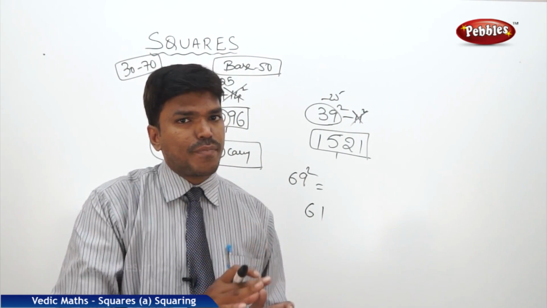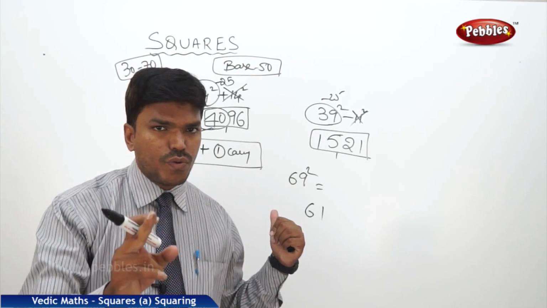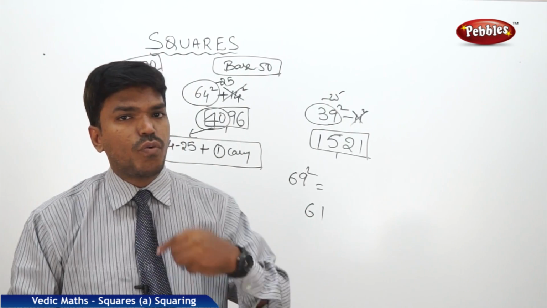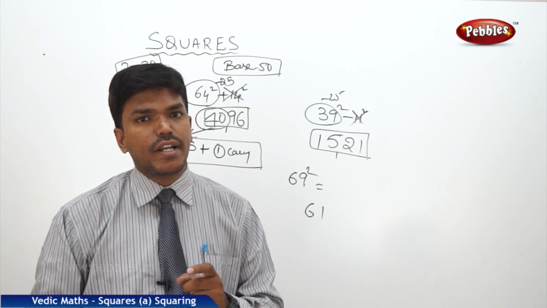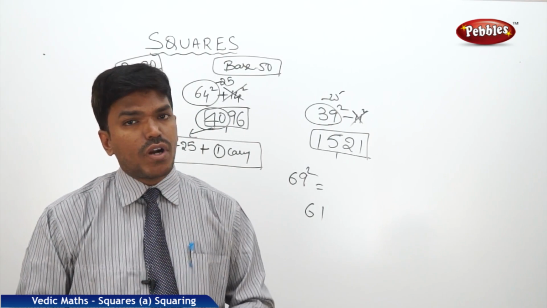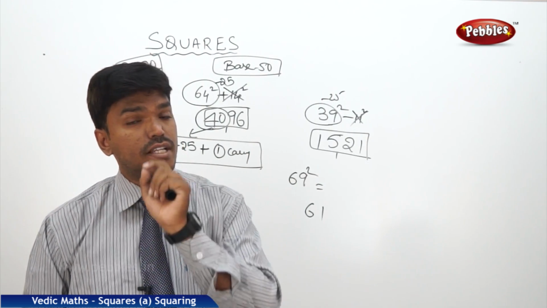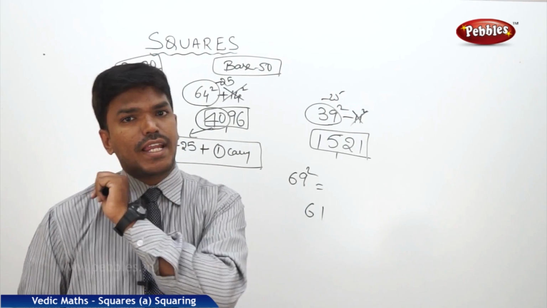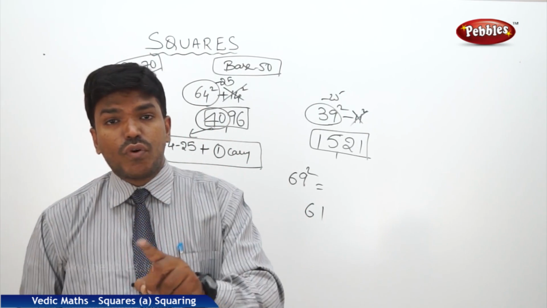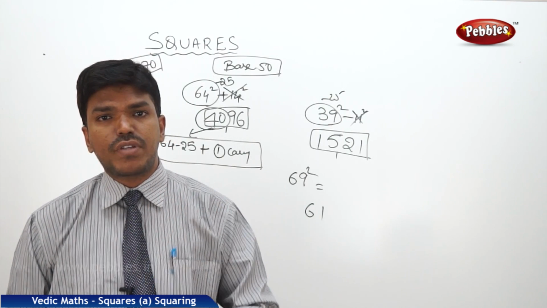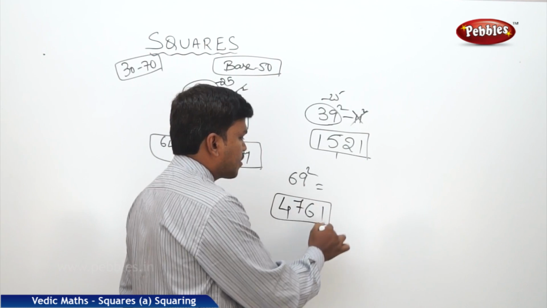Remember, put 3 in the mind for some time. Now, to get the left side part, what we need to do? Subtract 25 from the main number. So what is the main number? 69. Subtract 25 from 69. 69 minus 25. How much will you get? 44. And how much is there in the mind? Carry. Should not forget the carry. 44 plus 3. What is 44 plus 3? 47. So my answer is 4761.